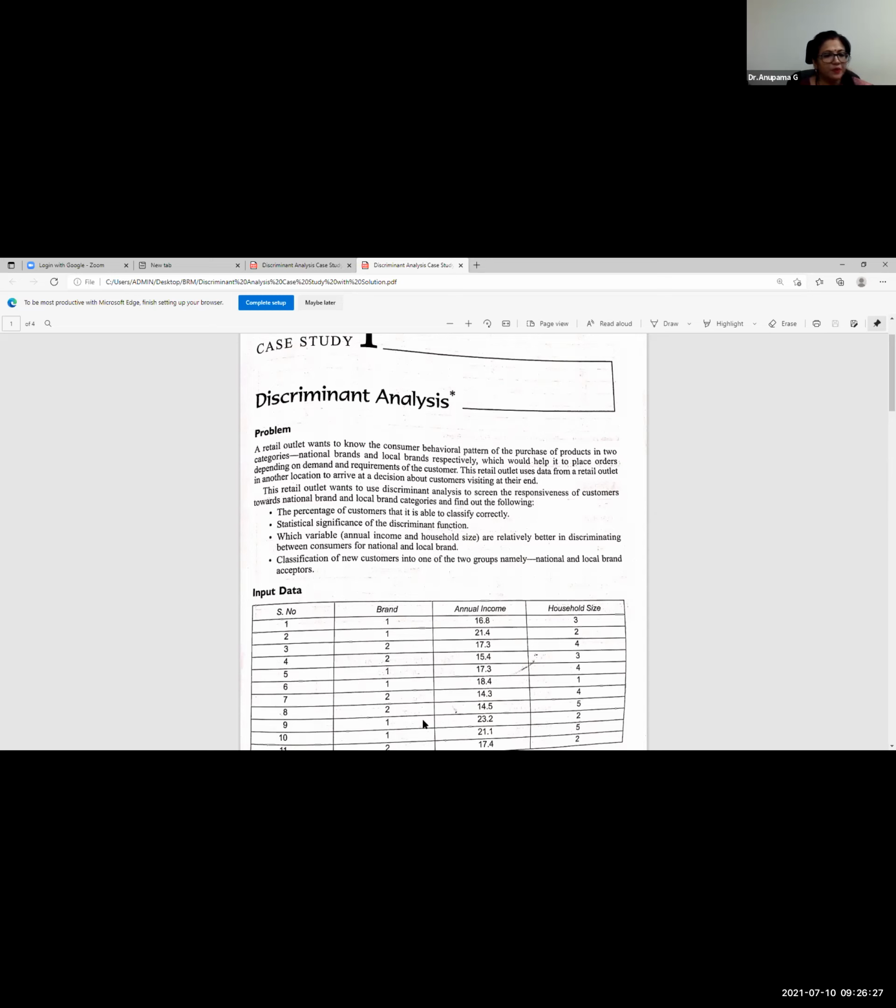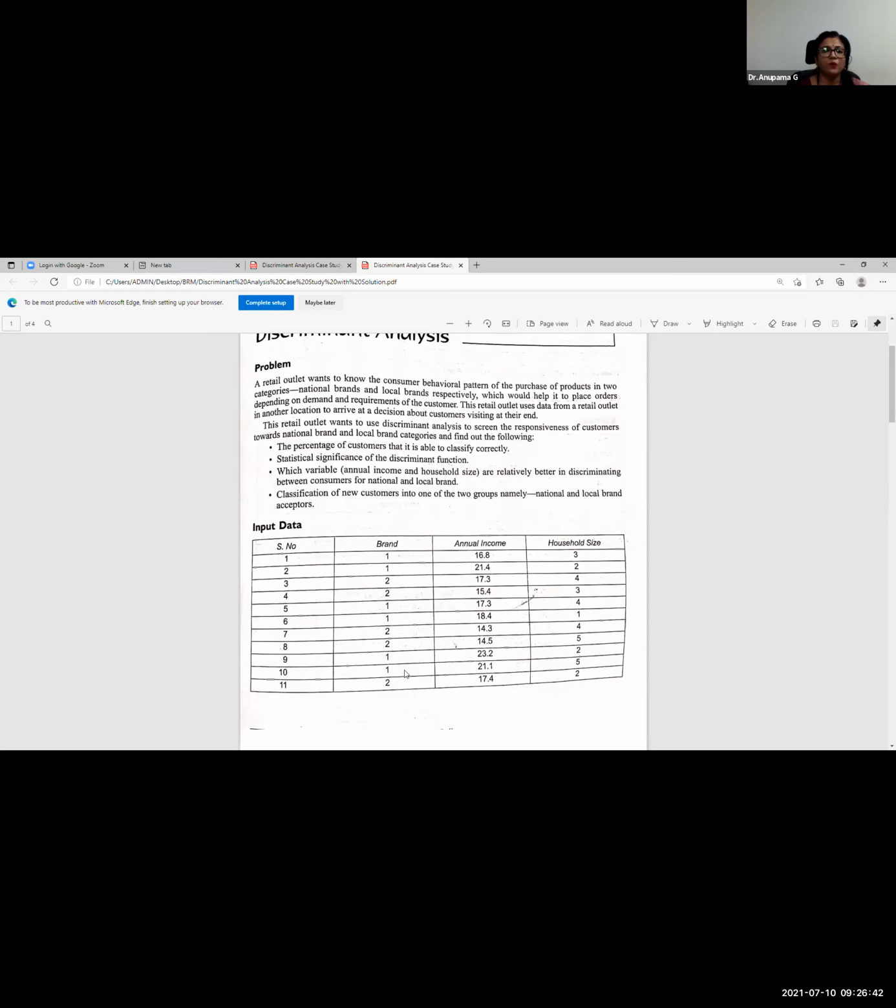Okay, the other thing which people want to understand is classification of new customers into two groups. That is to find out whether a customer is likely to be a national brand acceptor or a local brand acceptor. All right. So depending on that, what are they going to use this? They're going to use this to do some kind of forecasting and getting the stocks. Now, what do you see as part of this? Second, now this is your research problem. How do you go about it?